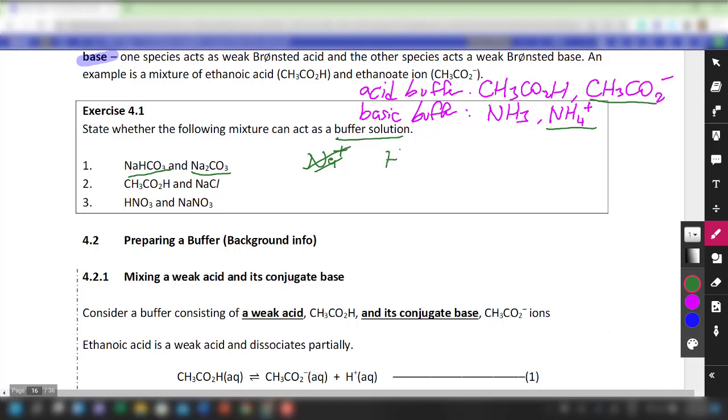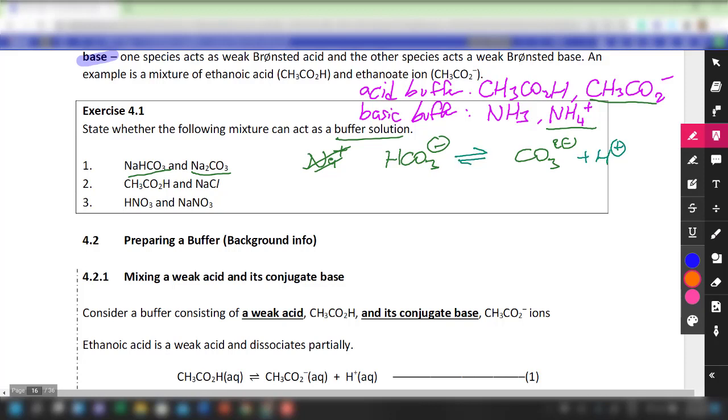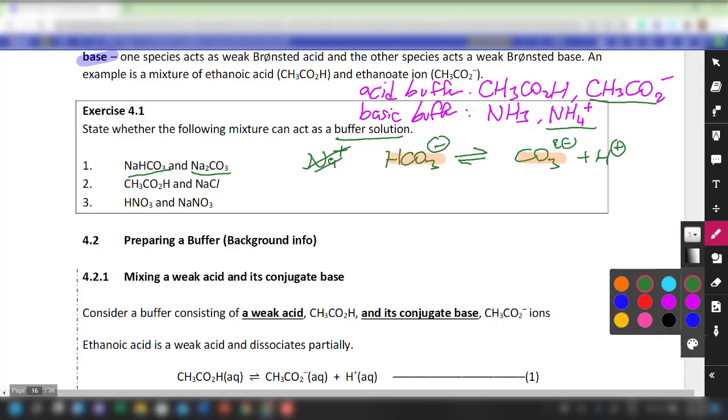Then we are looking at hydrogen carbonate, otherwise known as bicarbonate, and then carbonate itself, CO3 2-. You notice that the difference between the two is actually a H+. If I draw an equilibrium arrow, bicarbonate will ionize partially to give carbonate and H+. So you can see that the difference between them is really a H+. In that case, I expect the bicarbonate and carbonate combination can form a buffer solution. So the first question would be yes.